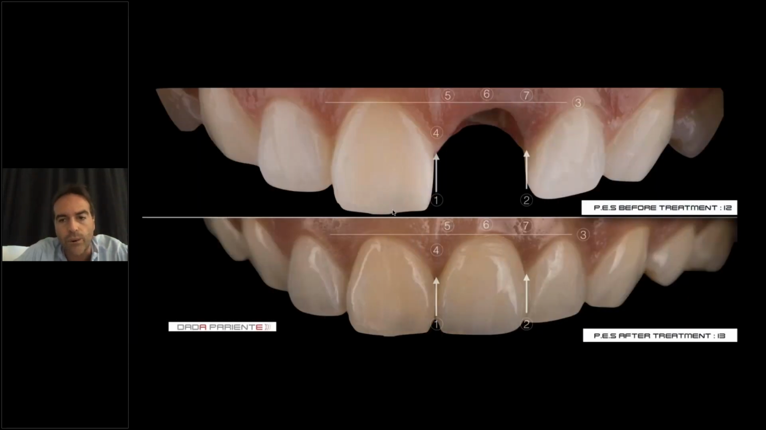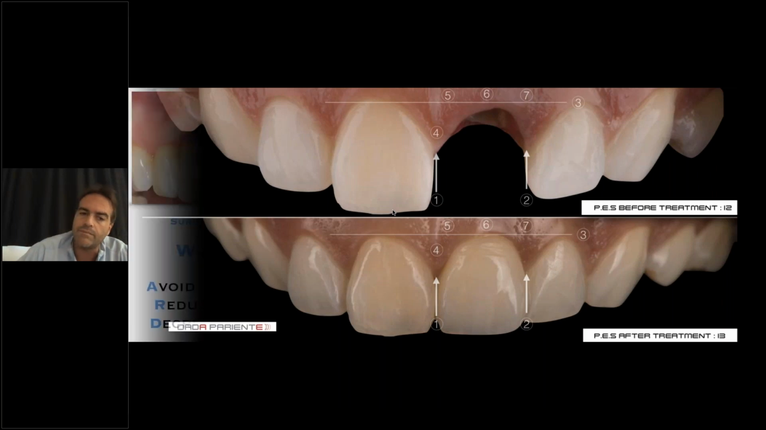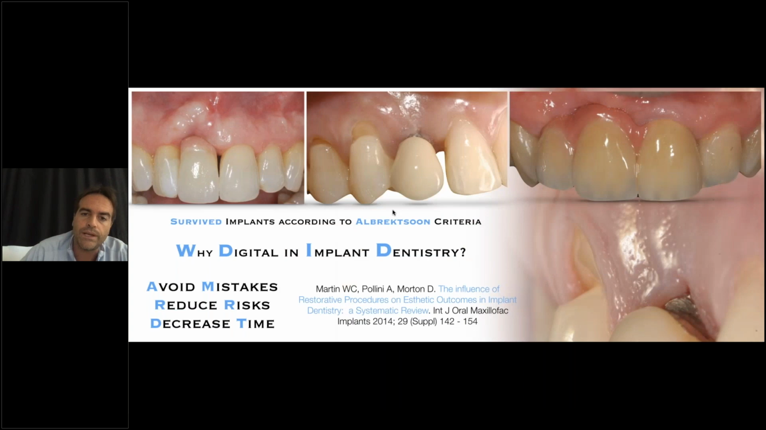And this is well explained in one of these cases, this central incisor of this patient, where you see the implant placement plays a pivotal role, because if the implant is misplaced, then we can have situations such as this one. Keep in mind that these implants survived according to the Albrektsson criteria. But for sure, according to our patient's criteria, these are big failures that we also need to improve.